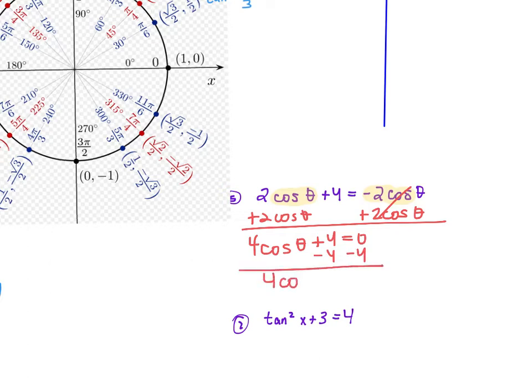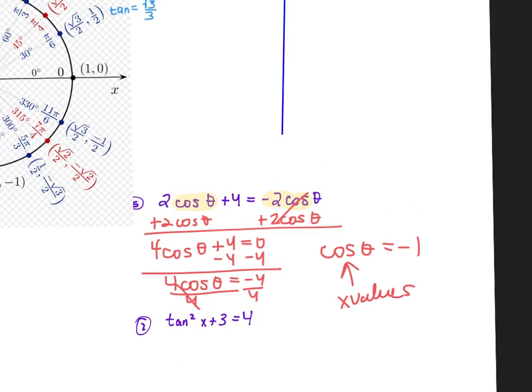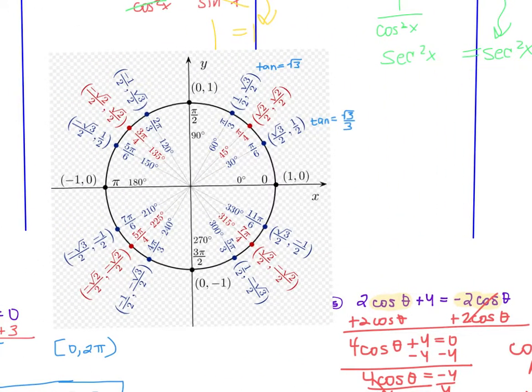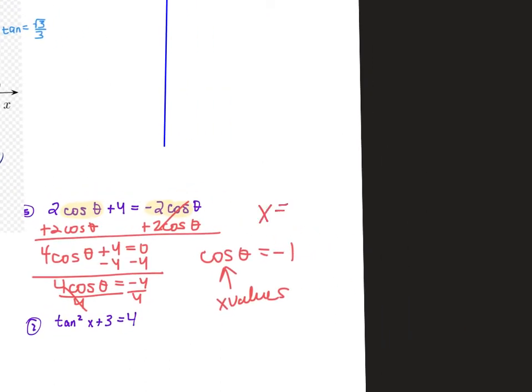I have 4 cosine theta equals negative 4. Divide both sides by 4. And I end up with cosine theta equals negative 1. So that means I'm looking for x values on the unit circle that are negative 1. And when I do that, the only one is right here at pi. So my answer here would be x equals pi.